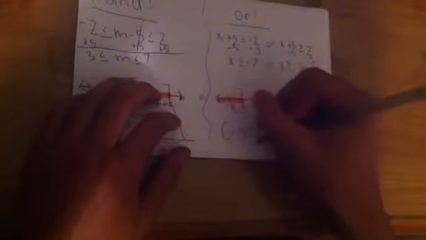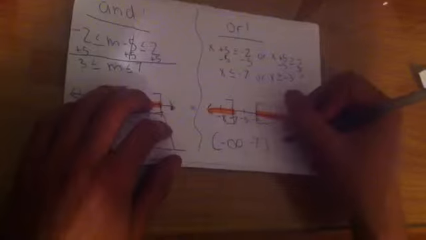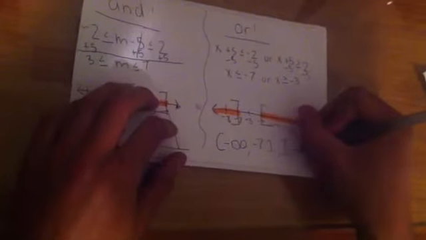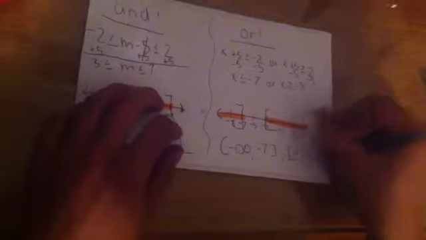And your answer will be parentheses, because you always start with a parentheses when it's infinite, so it's negative infinity, negative 7. Bracket starting off, you start off with negative 3 and you end with positive infinity. And that is your final answer.